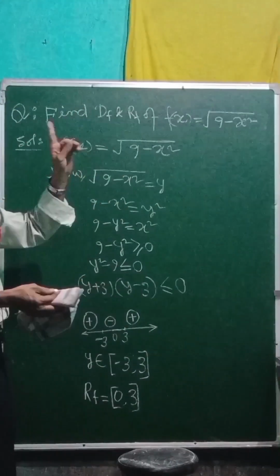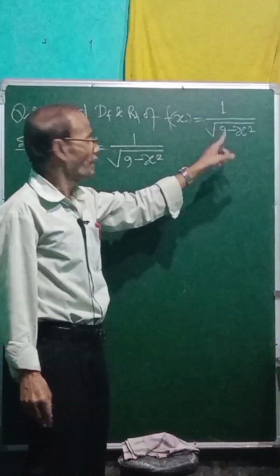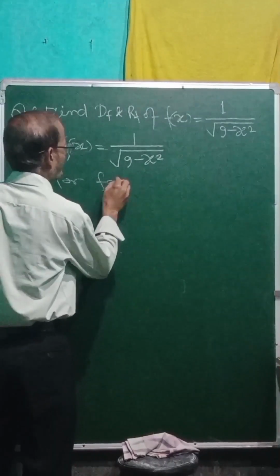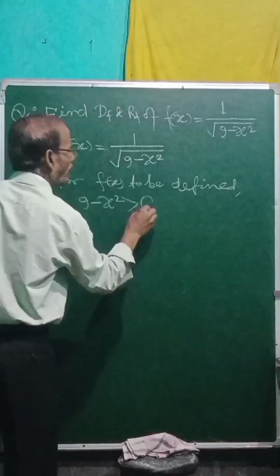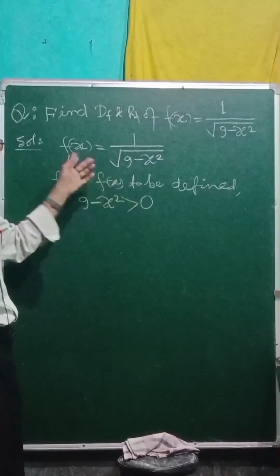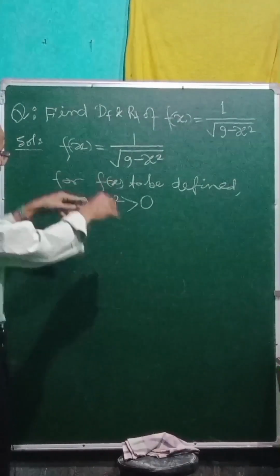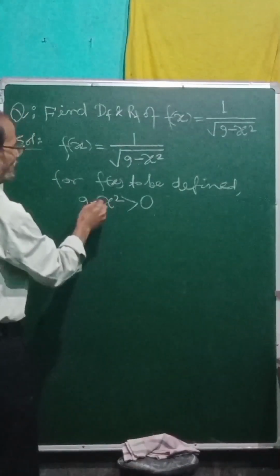Now we shall take the reciprocal of this function. Find the domain and range of the function f(x) equal to 1 by under root 9 minus x square. For f(x) to be defined, we must have this. You already know that if it is 0, then 1 by 0 is undefined, when f(x) becomes undefined. So we cannot make it equal to 0 but greater than 0. Then the total things will be coming positive again. Okay, so with that condition we start again.